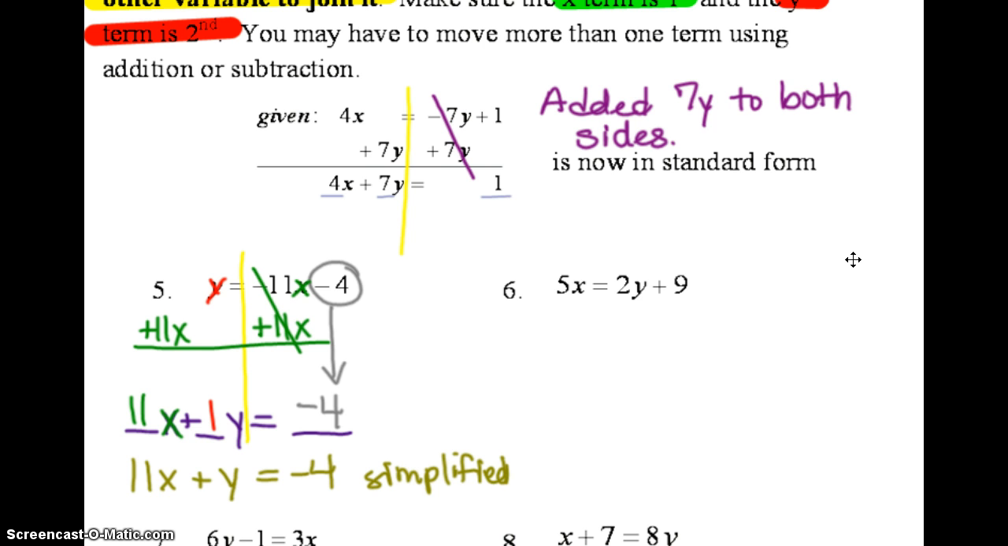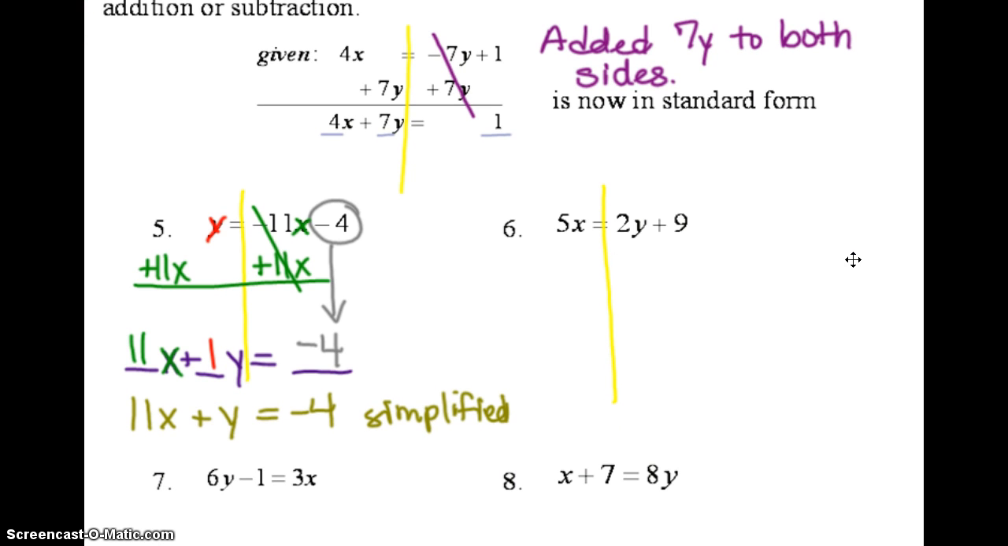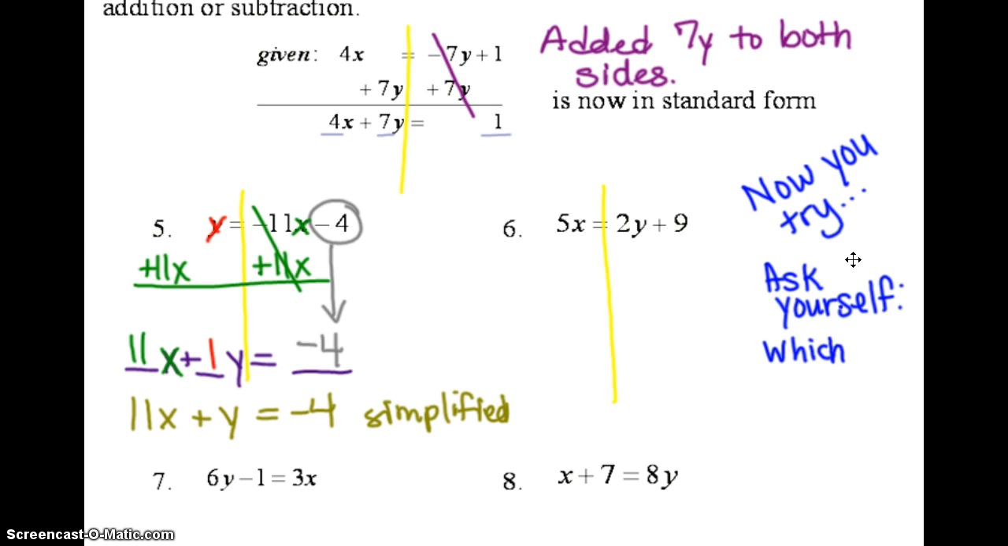Number 6 kind of works the same way. I've got just one term on the left side of that equation. In question 5 I had a y, but in question 6 I have an x. Now what do you think I have to do? This is where you should now try yourself. Don't forget to ask yourself those important questions. Which term do I move? Which one do I keep? Which one can stay? Which one has to go?